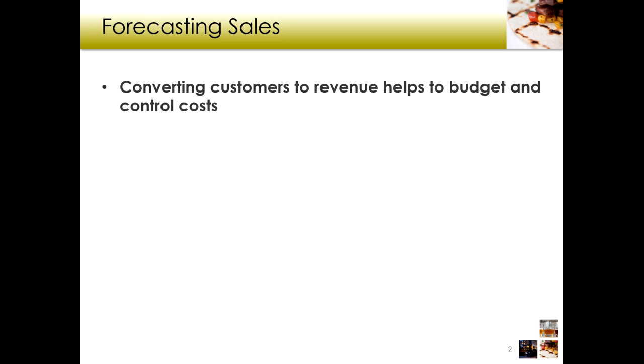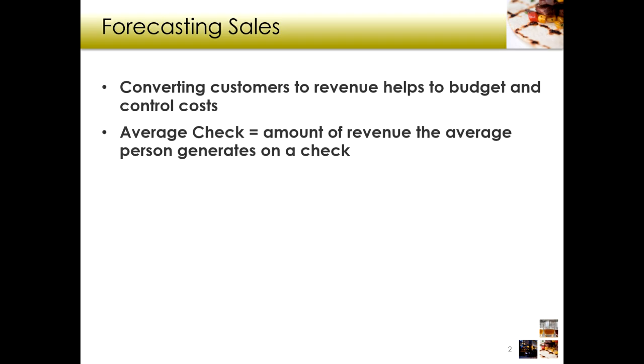If we know we're going to have 100 people coming in and each one of those people is going to spend on average $20 each, we know we're going to have $2,000 worth of revenue coming in. We know our food cost is 25%. We know how much money we can spend on food, right? So average check is the amount of revenue the average person generates on a check.